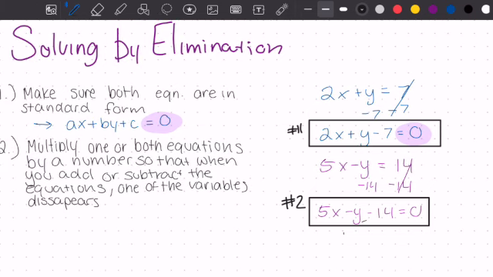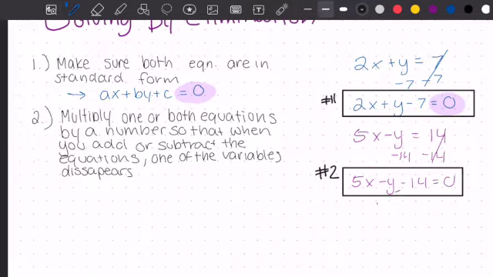Step 2 when we solve through elimination says, multiply one or both equations by a number so that when you add or subtract the equations, one of the variables disappears. This step is not always mandatory. Okay, you don't always need to have it in.